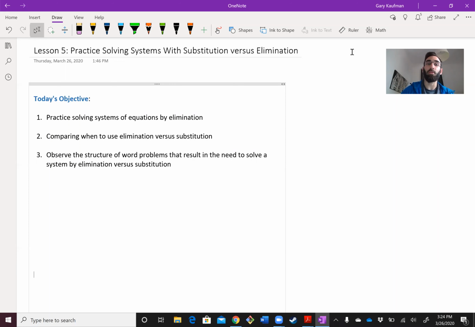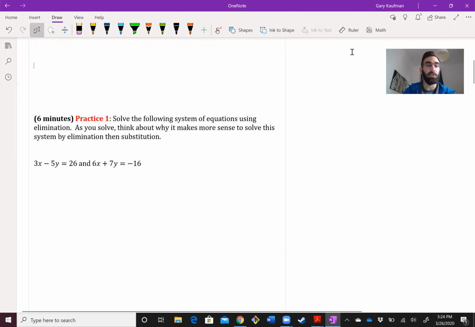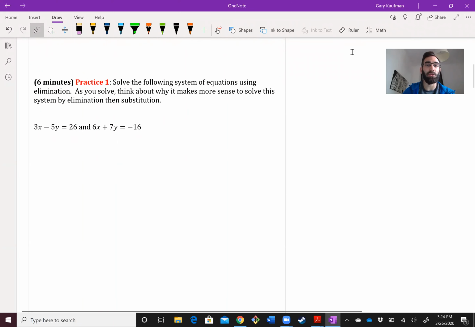We'll also look at word problems again and see what type of structure, maybe there's a pattern, that will make us think, hey, this is going to result in a system that will require substitution versus elimination. So without further ado, here's your first question. I'm asking you to solve it using elimination, and I want you to think about why it makes more sense to solve this system by elimination than substitution. So go ahead.